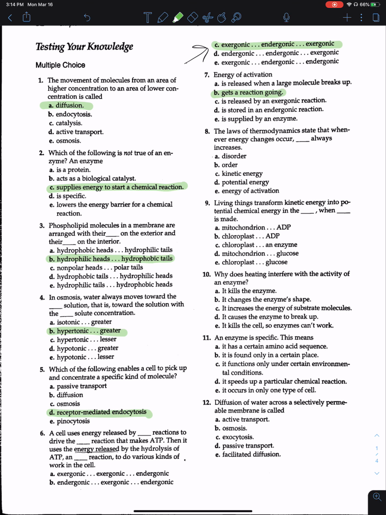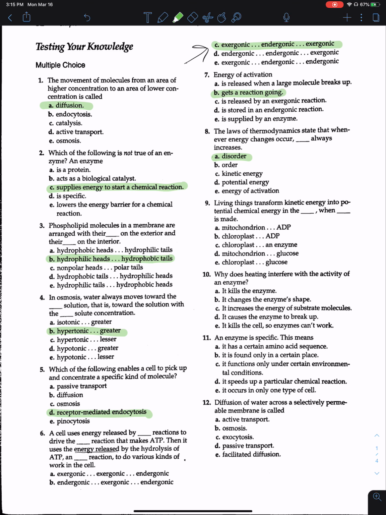Yeah, it's A. The laws of thermodynamics state that whenever energy changes occur, blank always increases. Disorder is the answer here. If you had physics or physical science and you talked about the laws of thermodynamics at some point, then you'll know that as energy continually changes forms, you can't ever create energy, you can't destroy energy, it just always changes forms. But as that happens, you always increase the amount of disorder in the universe.